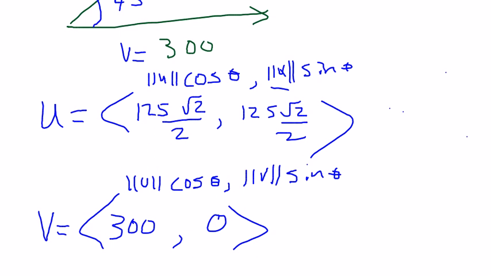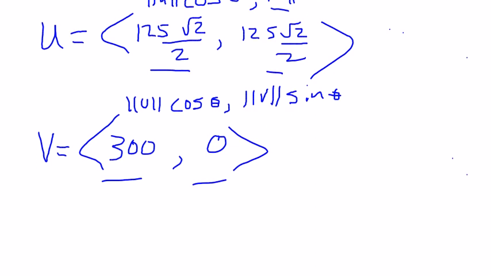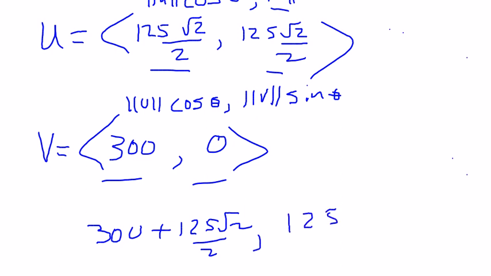Now, we need to combine these two vectors because we need to find what the result is. So we're going to add these two vectors. This component would be 300 plus 125 square root of 2 over 2. And this one would be 125 square root of 2 over 2 plus nothing.